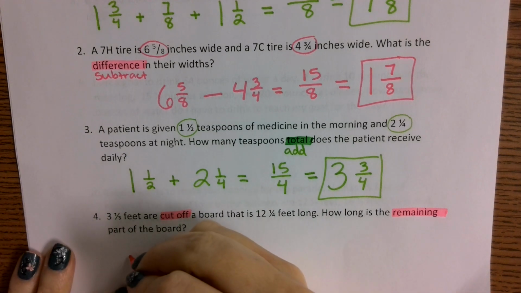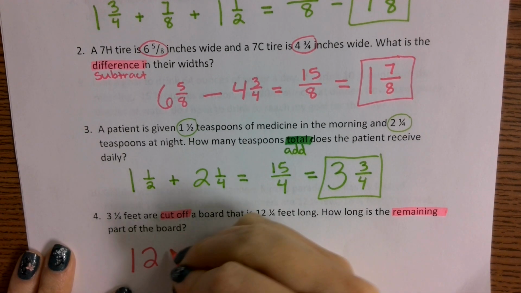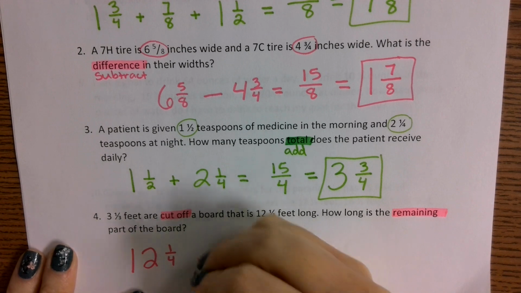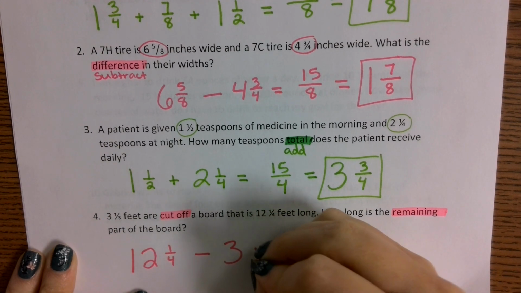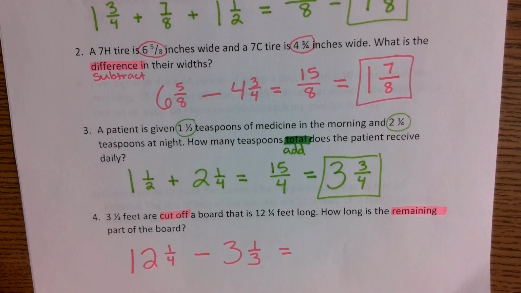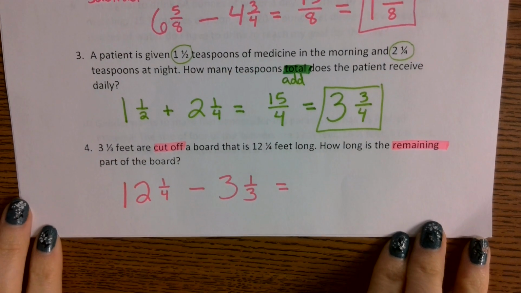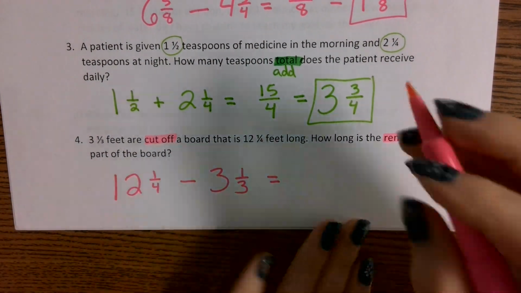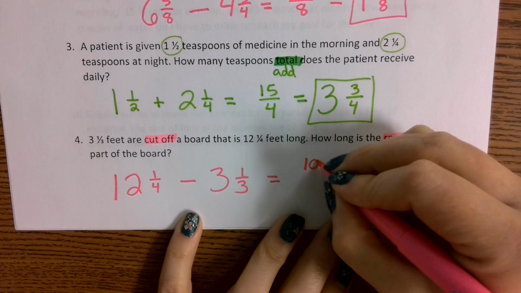Okay, so we're going to take the size of the board, which was 12 1/4, and we're going to subtract the piece that we're cutting off of it, 3 1/3. I want you guys to do that right now. Do 12 1/4 and subtract 3 1/3. What is the improper fraction that we're going to get? Aisha? 107 over 12. Very good.